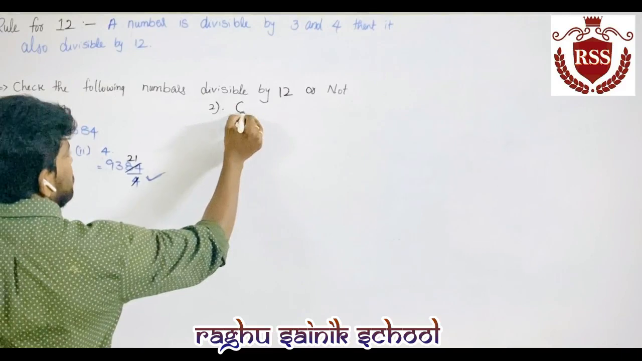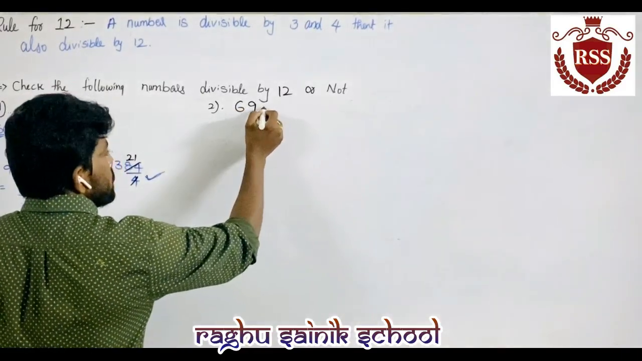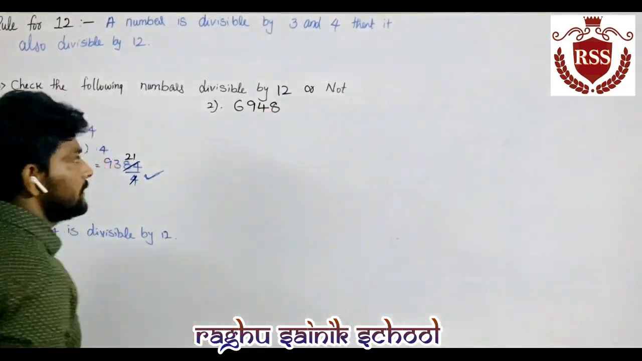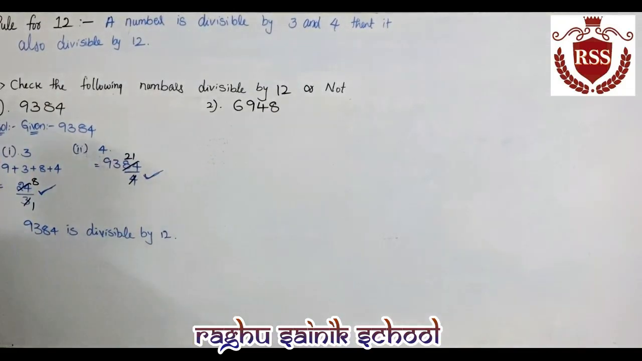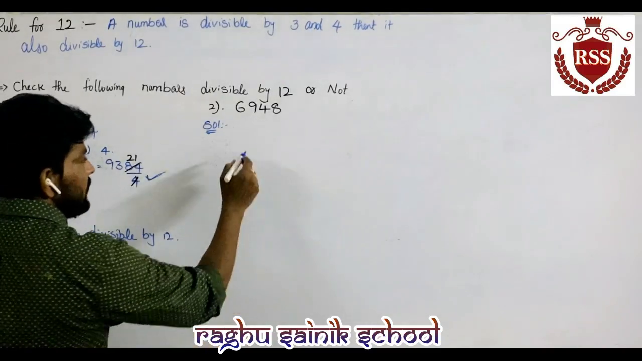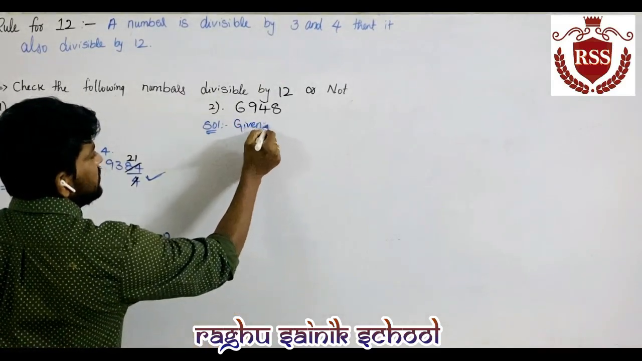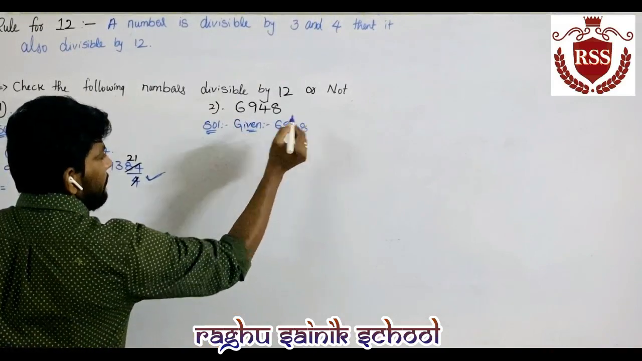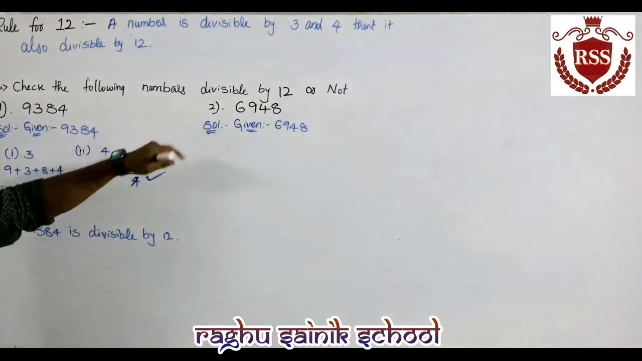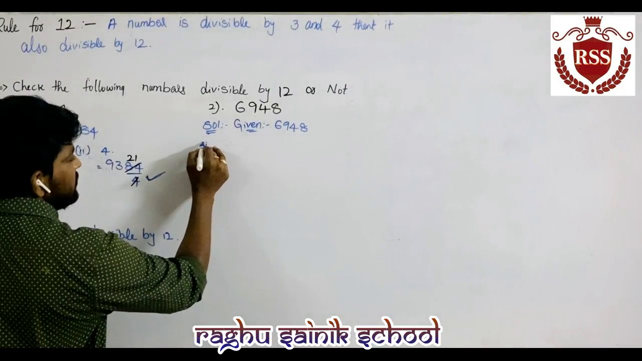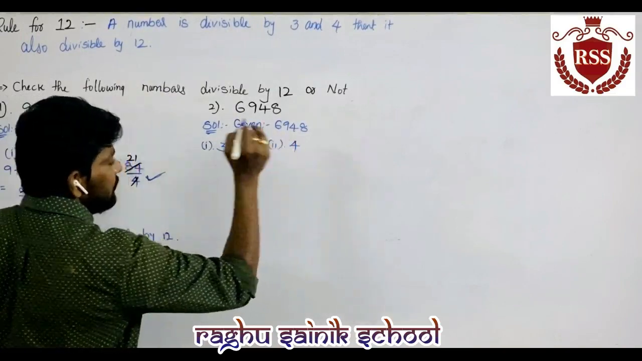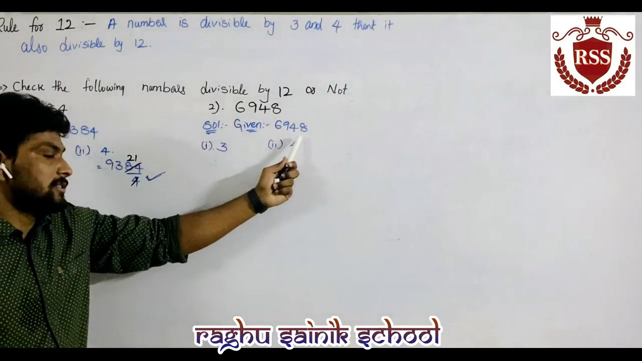Second question. 6948. I have to check whether the number is divisible by 12 or not. The given number is 6948. What we need to check? We need to check if the number is divisible by 12 or not. To check this, we have to check with two numbers, 3 as well as 4. We need to apply the divisibility rule of 3 as well as the divisibility rule of 4.